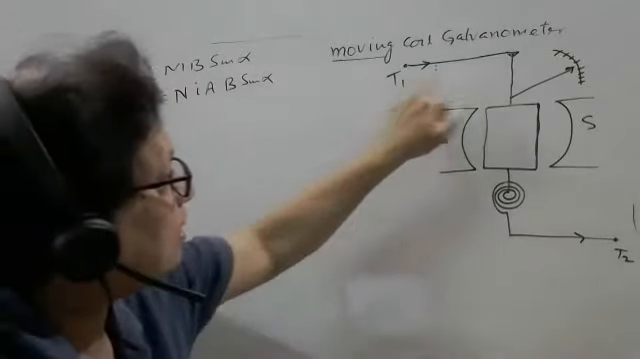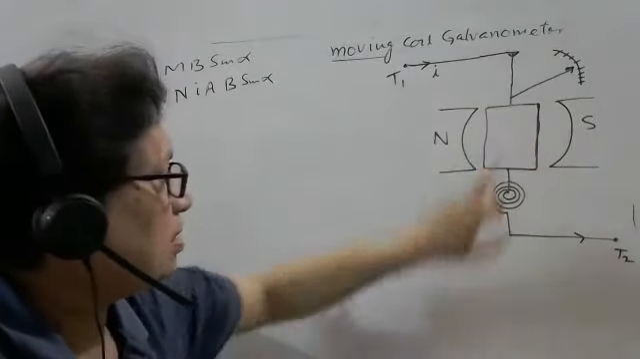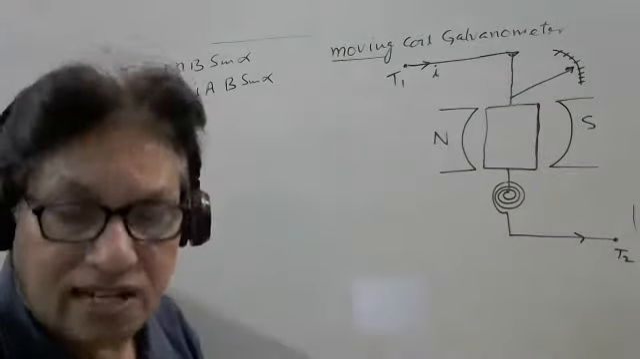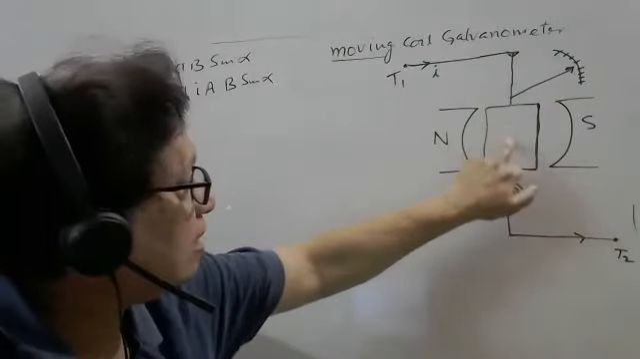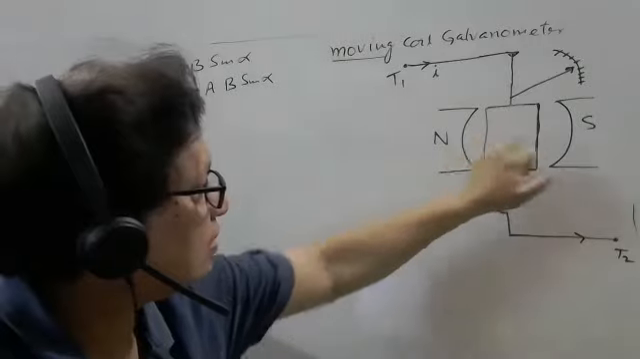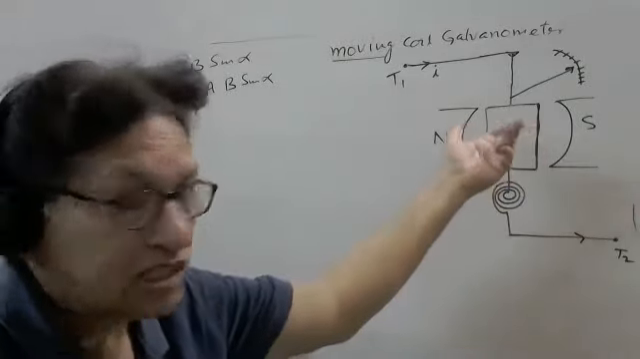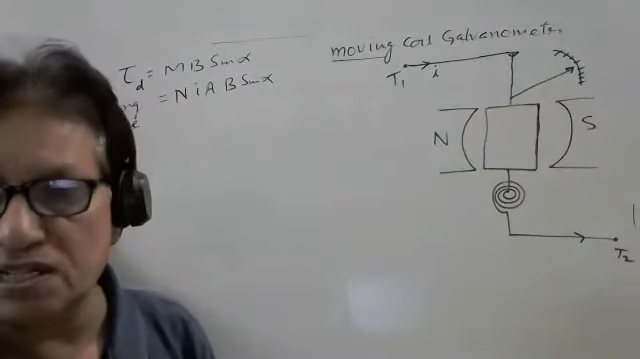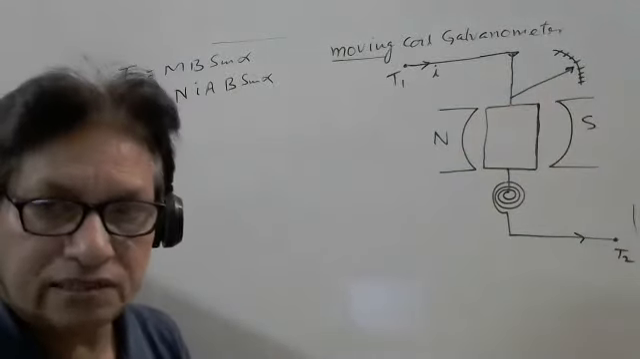So suppose current is flowing through this rectangular coil, passing through this suspension wire, and in this coil, force is acting on this and this, making a torque. Because of this torque, it deflects, and by the deflection, we can measure the current. Simple. So this is the arrangement.